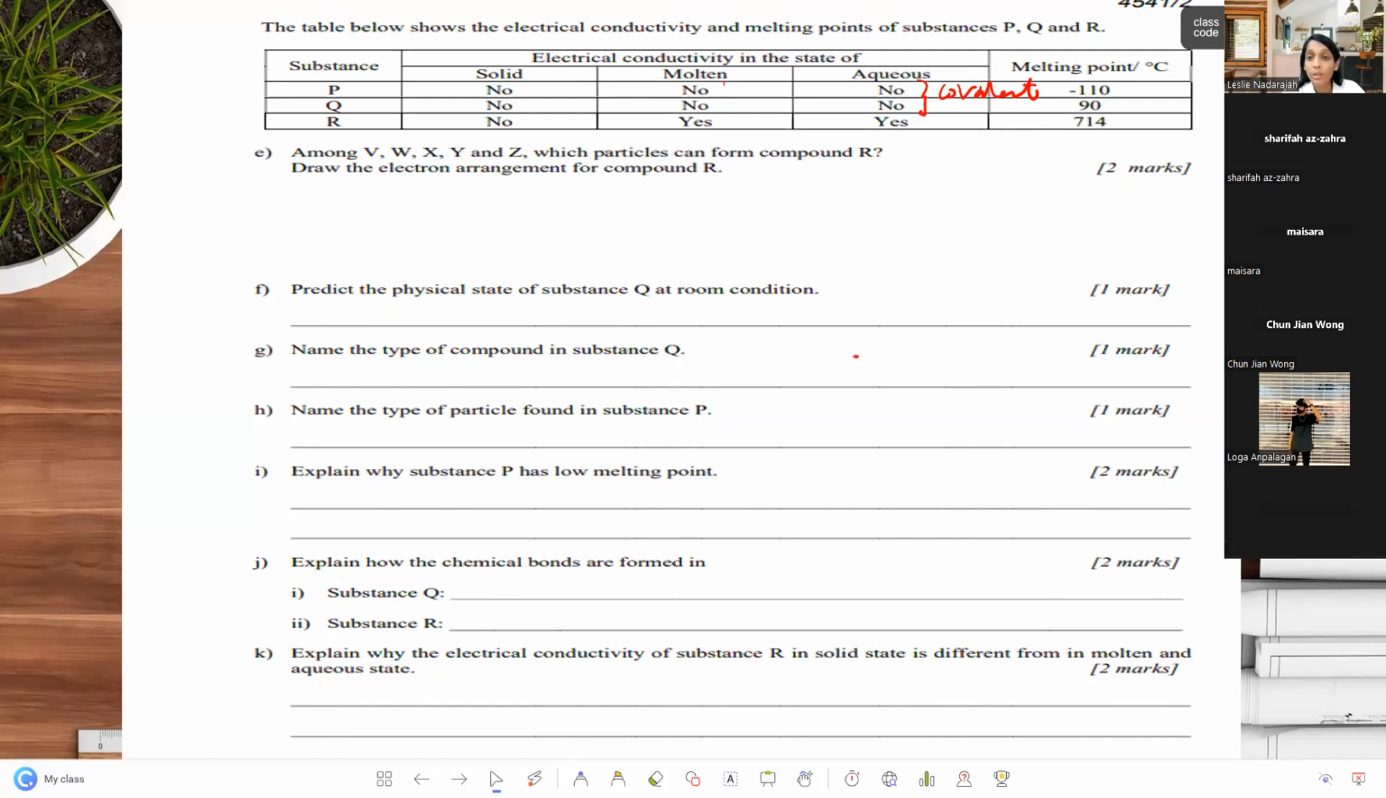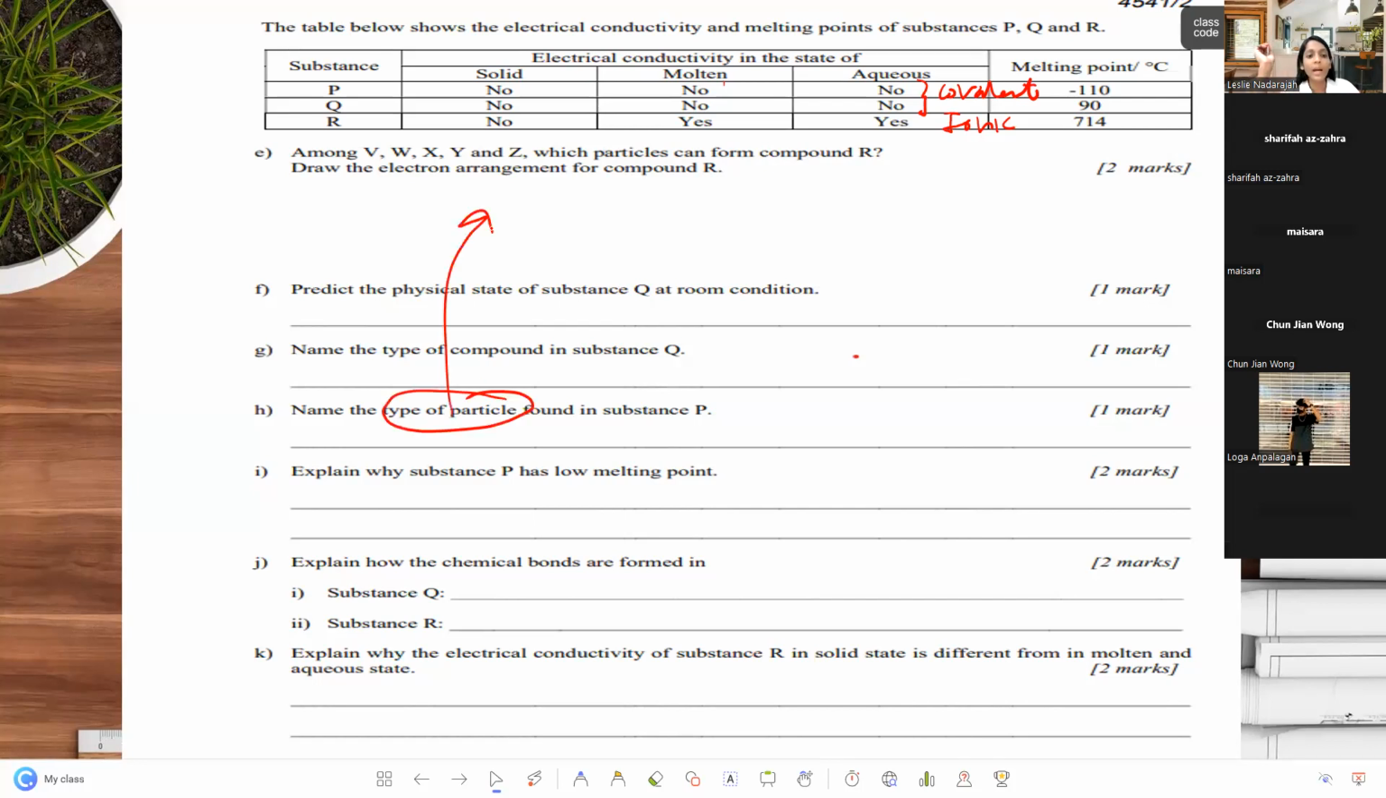Ionic, okay. All right, so I've got Maisara and Sharifa answering, teacher. These two cannot give me the answer anymore. I want to hear other people now. Thank you very much, Maisara and Sharifa, for always answering teacher's question. I want to hear other people's voices, and I would like to hear other people chatting in the group as well. Now, they will ask you: what is the type of particle in substance P?